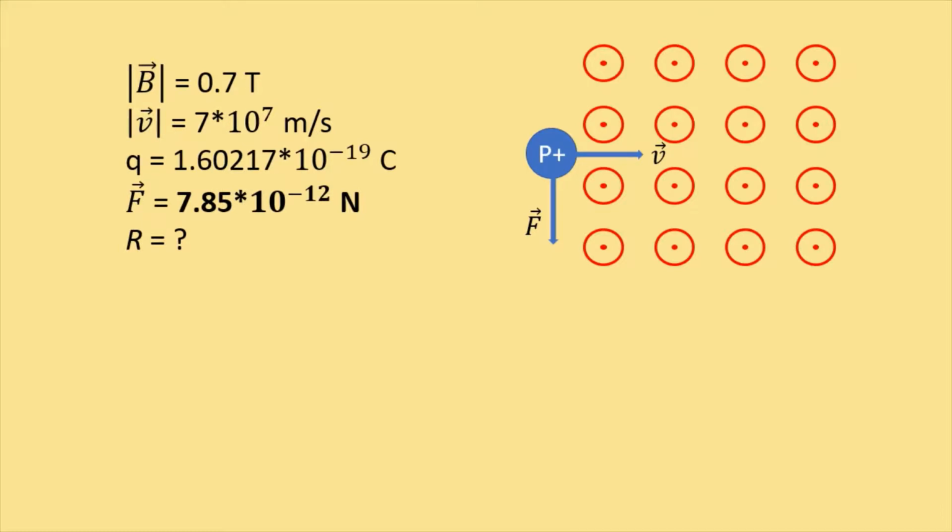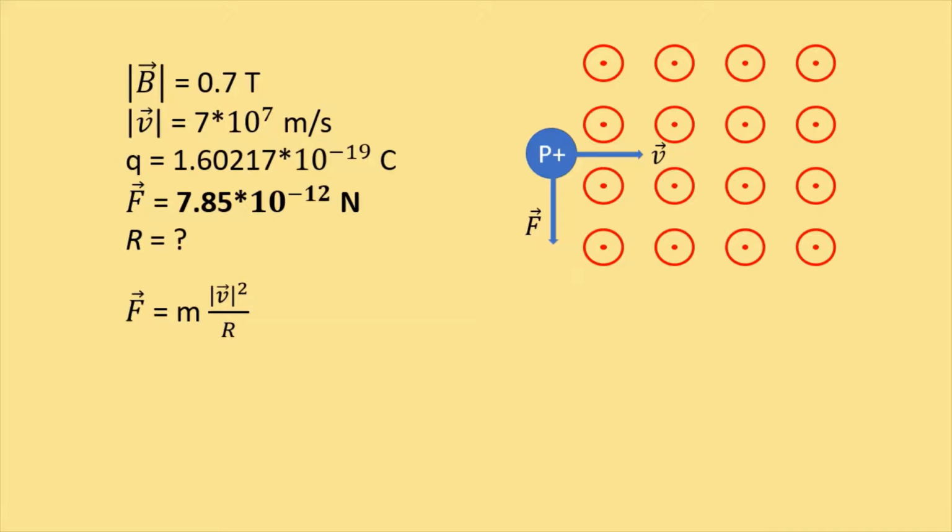And now for the radius, we will use the equation for the centrifugal force. Well, what is centrifugal force? Imagine you have some ball attached to a rope, and you spin that ball around your head. The ball acts on the rope with some force, right? And that's exactly the same example as we have here. We have some force that acts on the proton, and that's the force that we calculated now, the 7.85 times 10 to the negative 12 newtons.